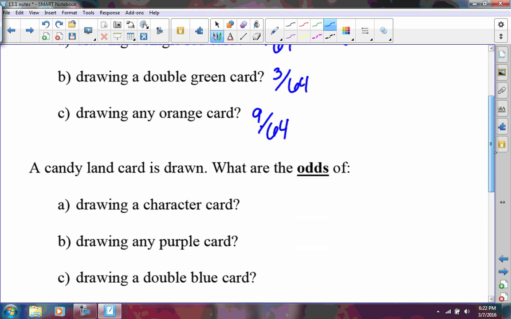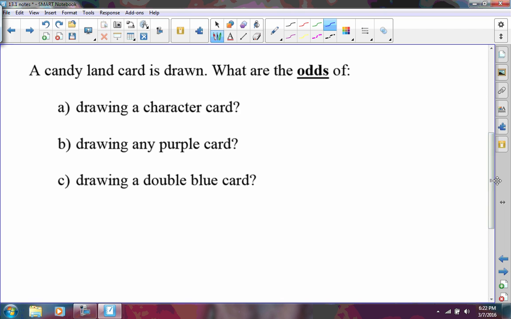And then you'll have some questions about the odds as well. There are character cards in the set. There's actually 6 different character cards. So now remember, odds is what we want out of what we don't want. So if there's 64 altogether, and you take those 6 away, that means there's 58 that we don't want. So 6 of the cards have characters, 58 don't. And then we could reduce that to 3 over 29.